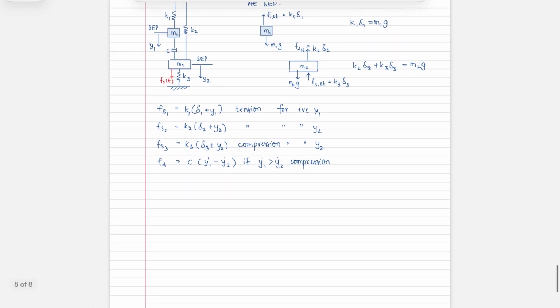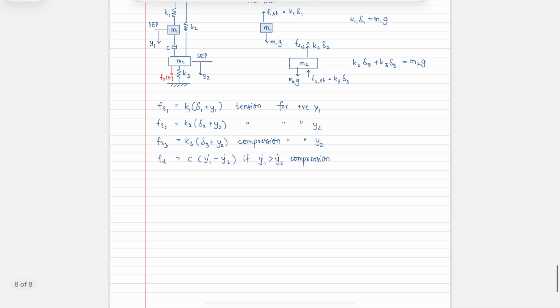So with this, we can now draw our free body diagrams. In this case, you will have M1, you have Fs1, and this damper is in compression. So this is experiencing forces inward, which means this would be experiencing Fd in this way.